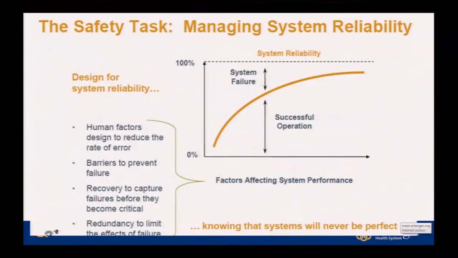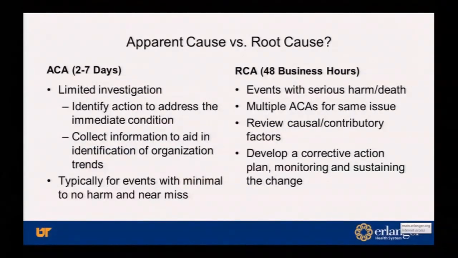And this just shows some of the things that we look at when we look at system reliability and the human factors that are there: what are the barriers to prevent failure, and then recovery to capture failures before they become critical. If you look at each one of the medical errors, we know that there are probably 10 medical errors before that one that finally reached the patient. So there are a lot of errors that build up and are ignored, and that we finally pay attention to after there's some bad outcome. And with that, I will turn it over to Jackie.